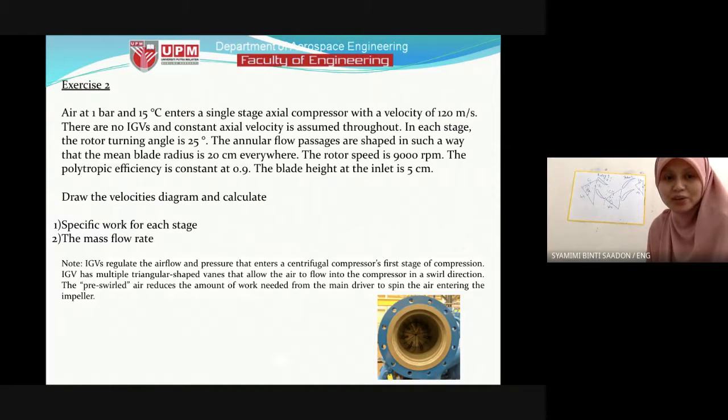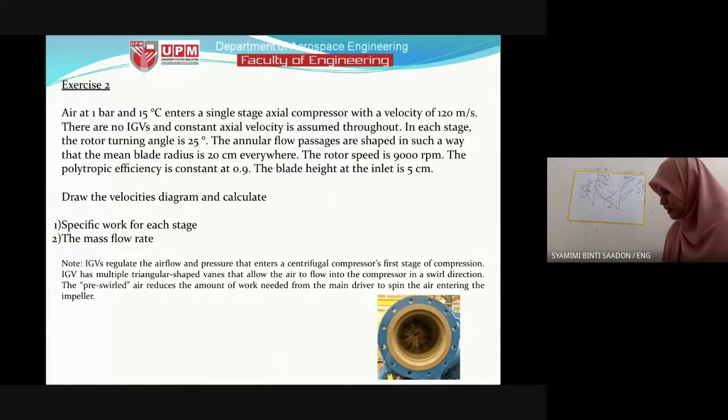In each stage, the rotor turning angle is 25 degrees beta. The annular flow passages are shaped in such a way that the mean blade radius is 20 centimeters everywhere. The rotor speed is 9,000 RPM, so we have to change from minutes to seconds. The polytropic efficiency is constant at 0.9. The blade height at the inlet is 5 cm. So we need the specific work and mass flow rate.